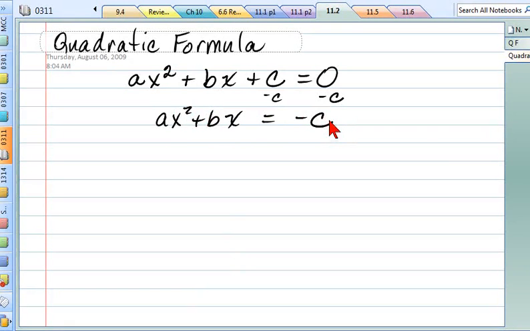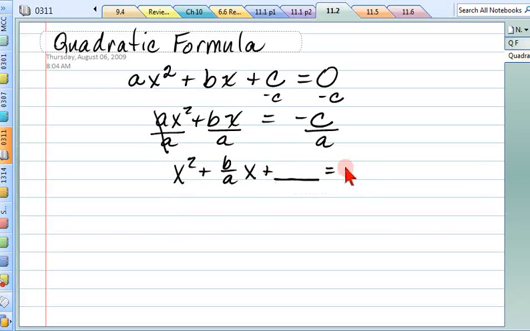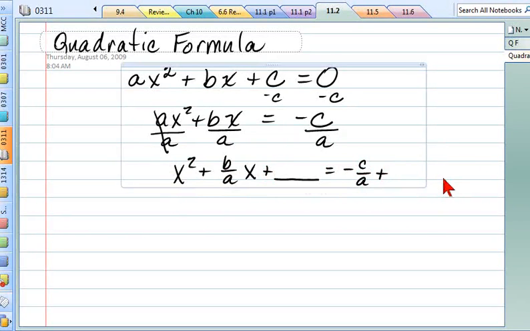And what else do I have to do to use completing the square? Doesn't this coefficient have to be a 1? So I would have to divide by a. So what I'm doing is the same process you did, except I'm doing it with the letters a, b, and c instead of numbers. That gives me x squared plus b over a x plus a blank is equal to negative c over a plus the same blank.